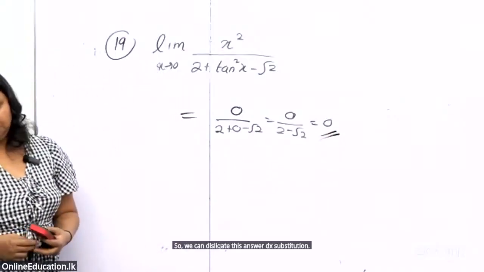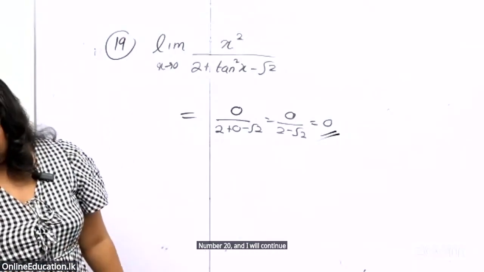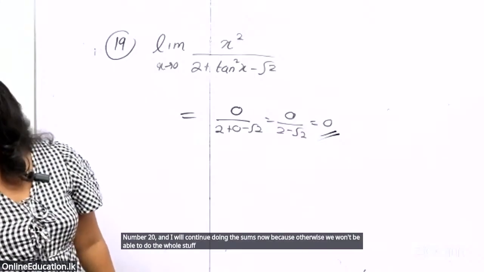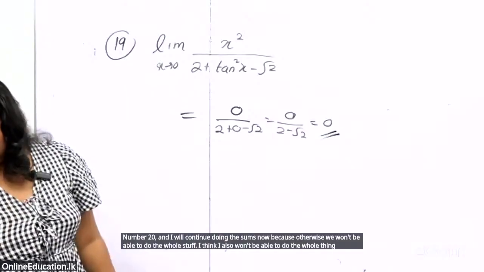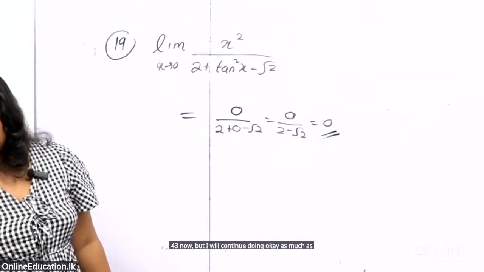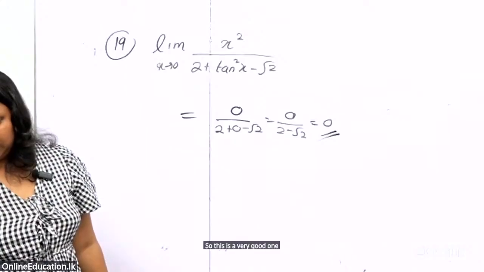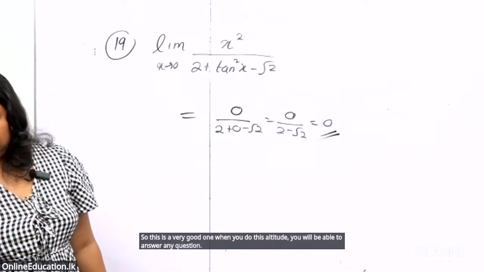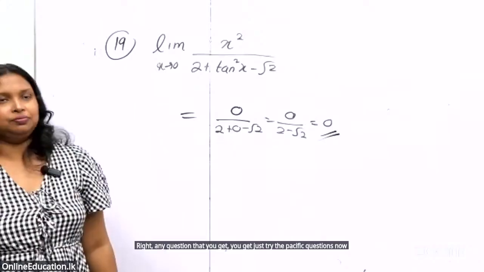Right. Now number 20. I will continue doing the sums now, because otherwise we won't be able to do the whole stuff. I think I also won't be able to do the whole thing. It's 8:20, 43 now, but I will continue doing as much as I can. So this is a very good one. When you do this whole thing, you will be able to answer any question that you get. You can just try the past questions now. Definitely you can do.